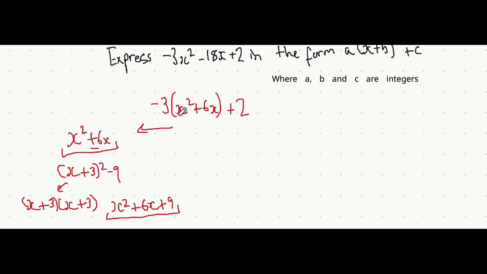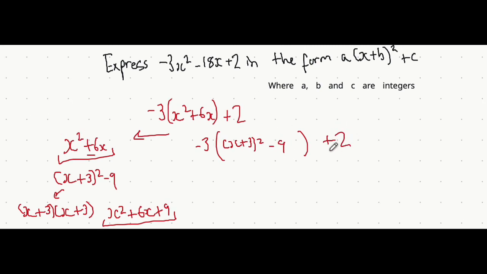You then want to replace the inside of the bracket with everything that it can be replaced by. So we're now going to have minus 3, we're going to form big brackets, and inside of that we're going to put the completed square form. So we have x plus 3 all squared, take away 9. Again, we just leave the plus 2 added on at the end. Just treat this as something that you have to add on at the end of every step.